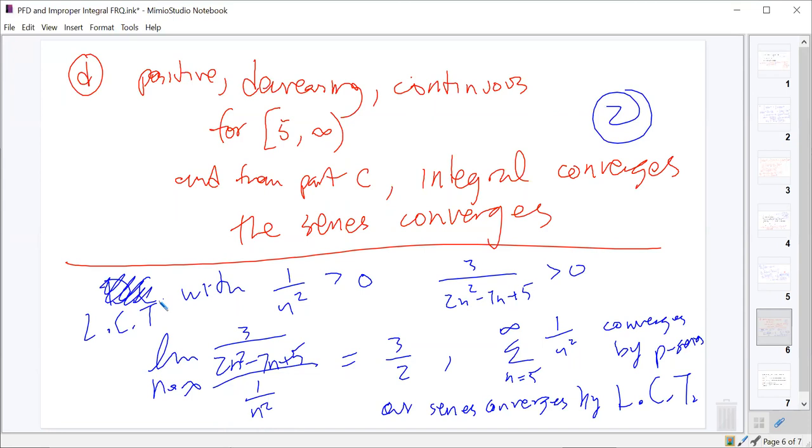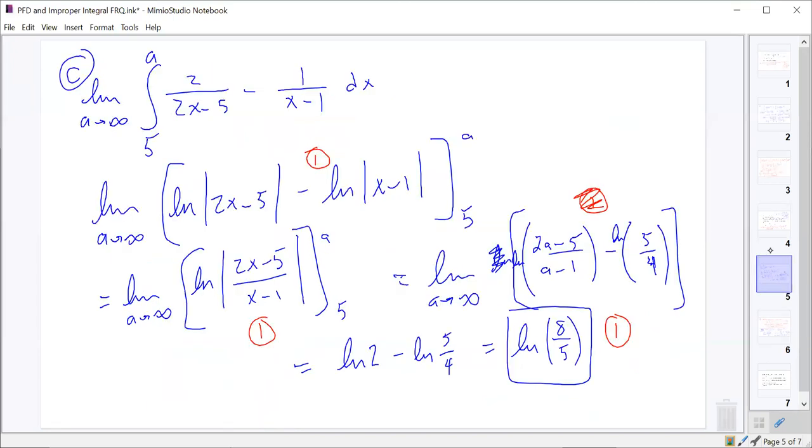Does that make sense, Shayla? Okay. Any other questions on that? Yeah, you could use direct comparison, Delphine. And yes, Mahika, I can go back to part C. Was this part C? I think this was part C.